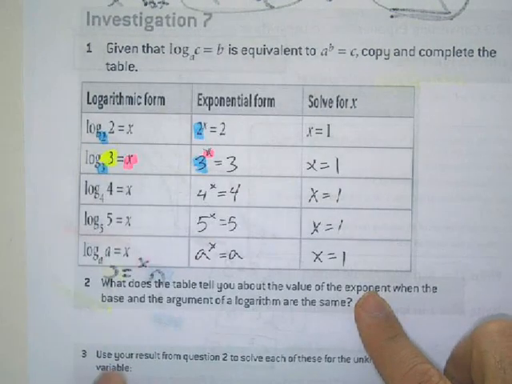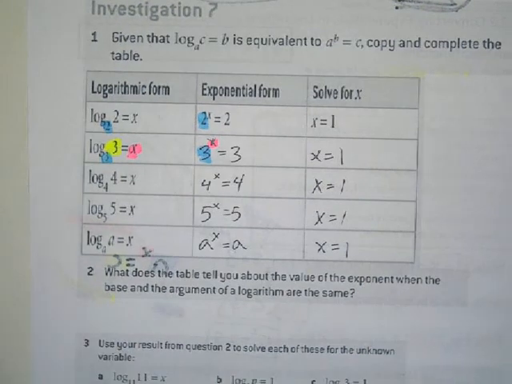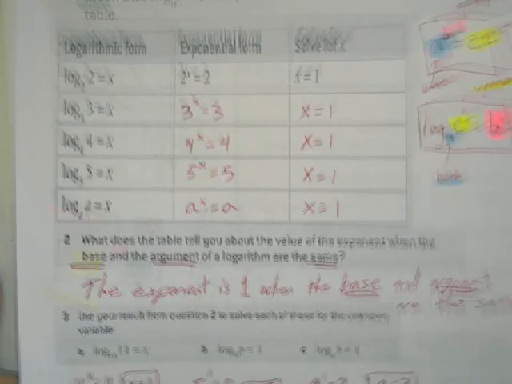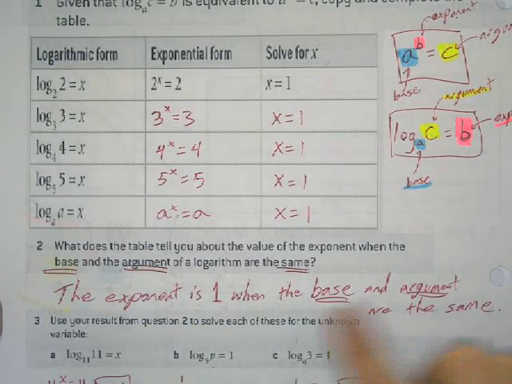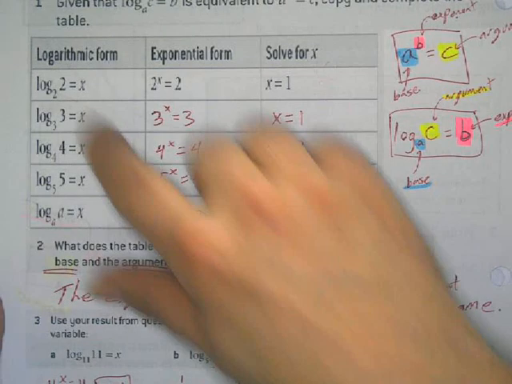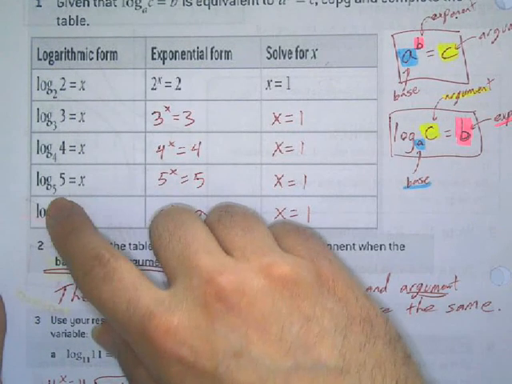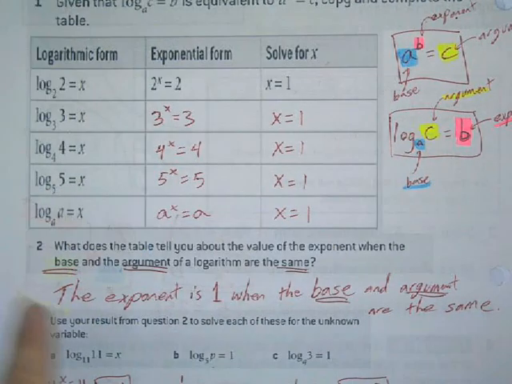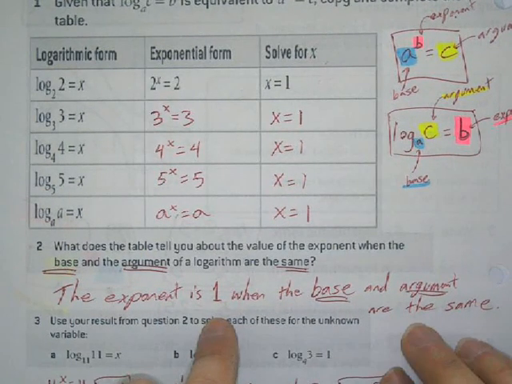So what is this telling us? That the exponent is 1. The exponent is 1 when the base and the argument are the same. Base is 2, argument is 2. Base is 5, argument is 5. So you want to copy this down. The exponent is 1 when the base and the argument are the same.